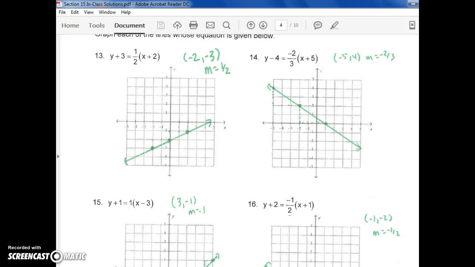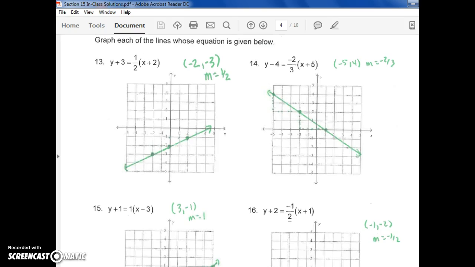And the last chunk was actually graphing. So to graph these, again, we want to pick out what the point is and pick out the slope. This is kind of what we did on the front worksheet of activity 2. But now we're actually going to put this on the graph. So in number 13, I picked out the point (-2, -3), because it's the opposite of the x and the y. And that's where I began my graph. I put a dot right there, a point.